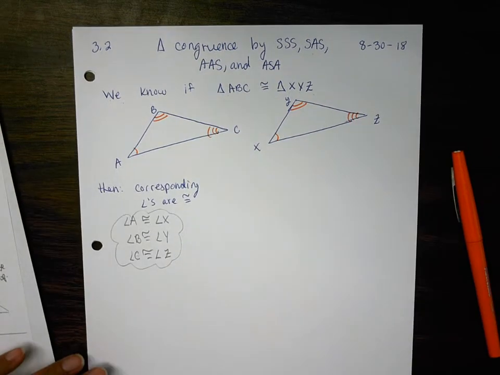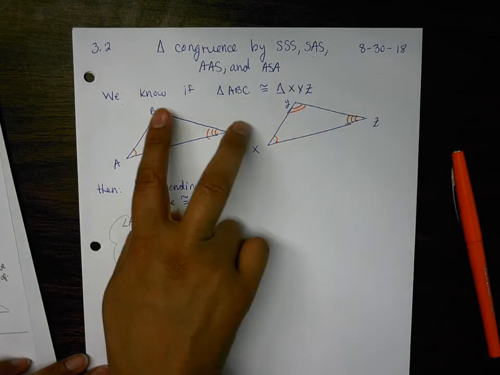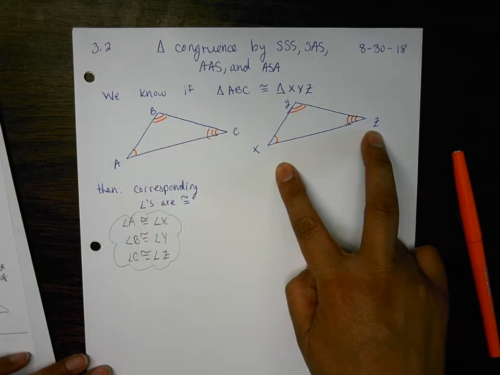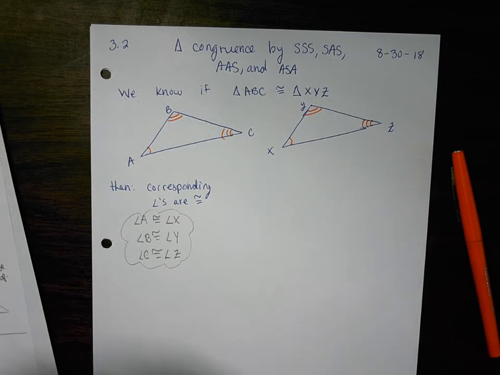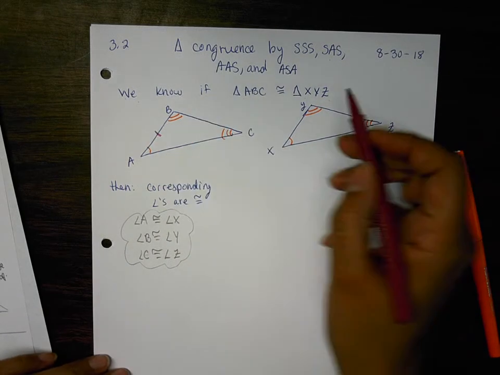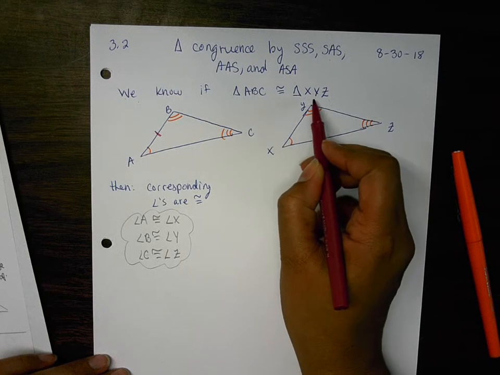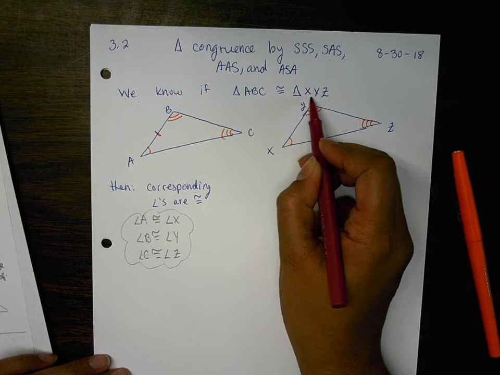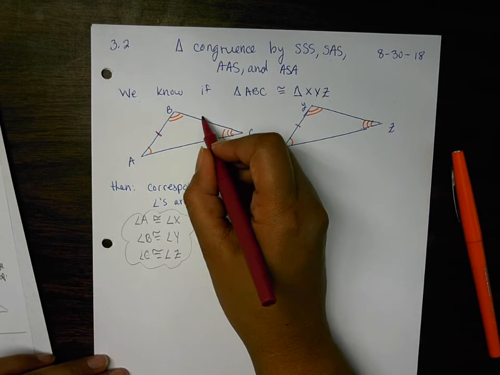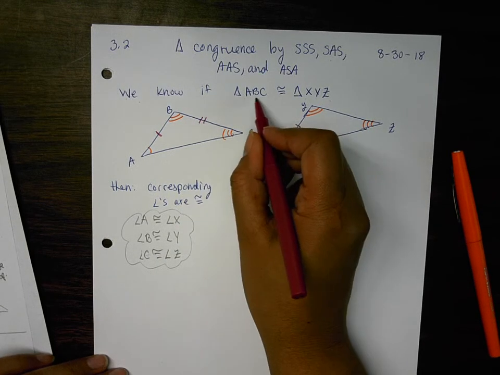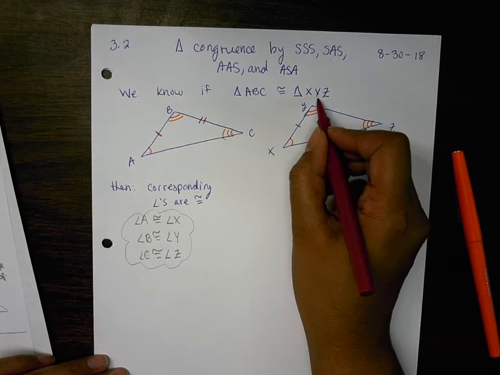Okay, what else do we know about corresponding sides? Are corresponding sides also congruent? Yes or no? Yes. All right, what is AB's corresponding side? It's the first two letters in this statement. So AB's corresponding side is what? XY, that means they're congruent. BC is the last two letters. What is BC's corresponding side over here?